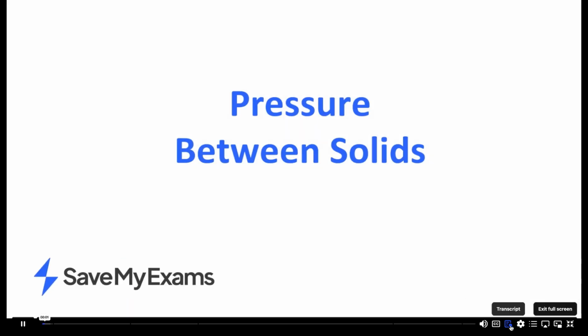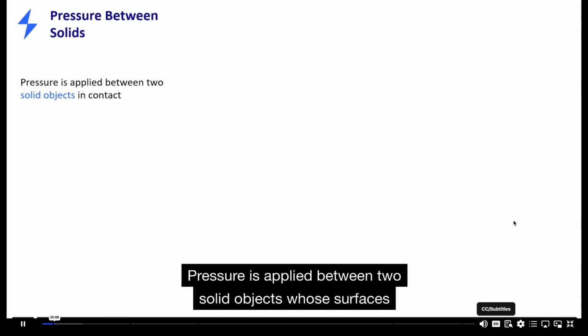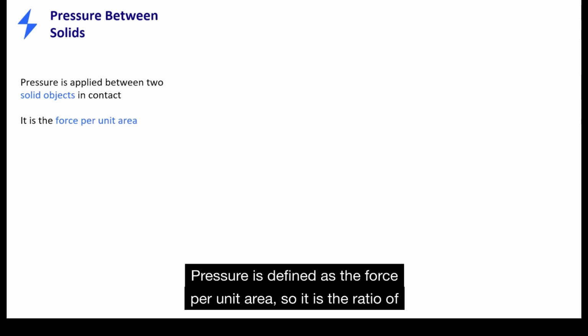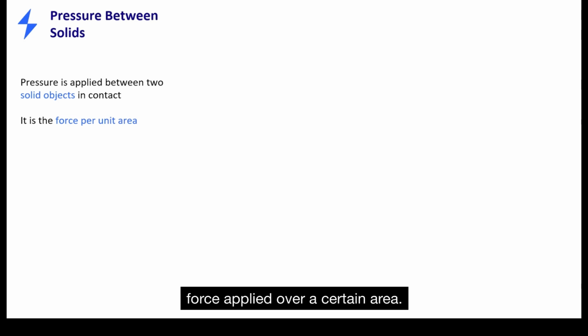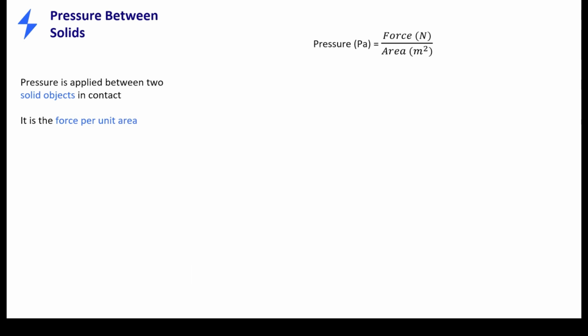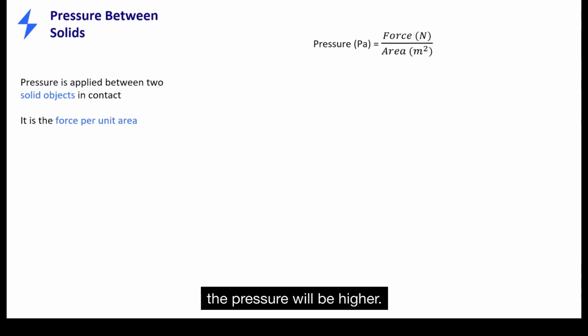This video is about pressure that occurs between solids in contact with each other. Pressure is applied between two solid objects whose surfaces are in contact with each other. Pressure is defined as the force per unit area, the ratio of force applied over a certain area. It is calculated using the equation pressure in pascals is equal to force in newtons divided by area in meters squared. If the same force is applied over a smaller area, then the pressure will be higher.